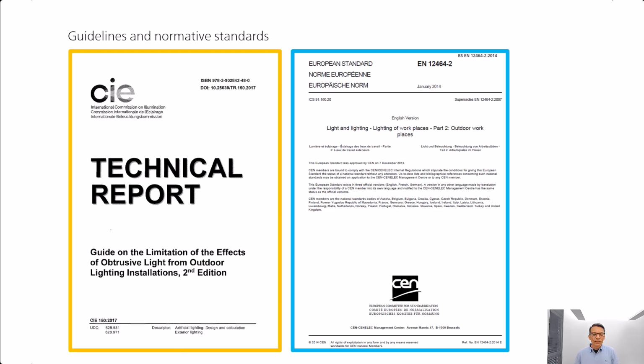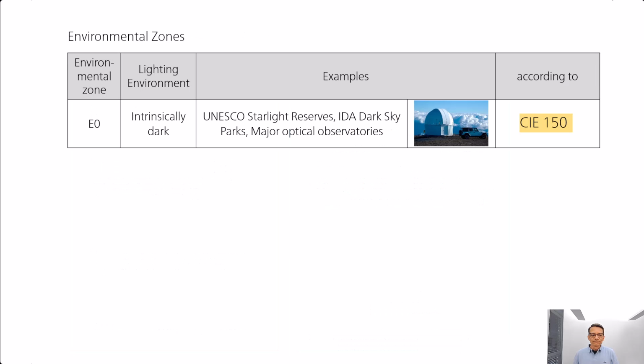Just one important hint. The tables I'll show in this video are just extracts from the CIE 150 and the EN 12464 Part 2. These illustrations are not always complete and do not contain all the annotations of the original document. Please have a closer look at the original documents when you carry out your light planning.